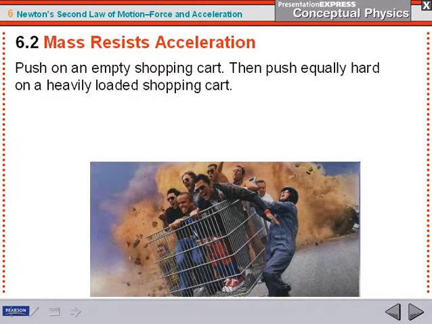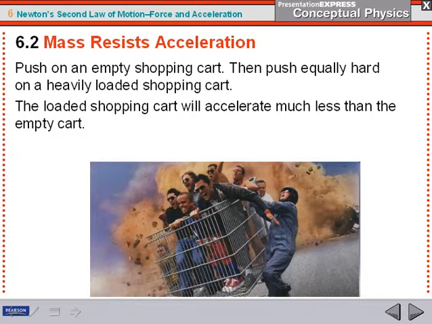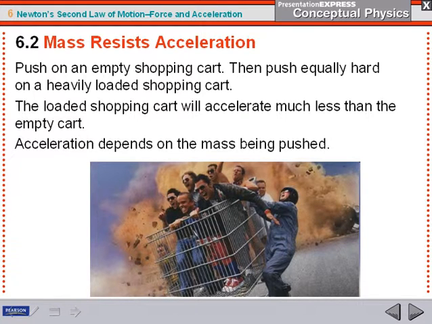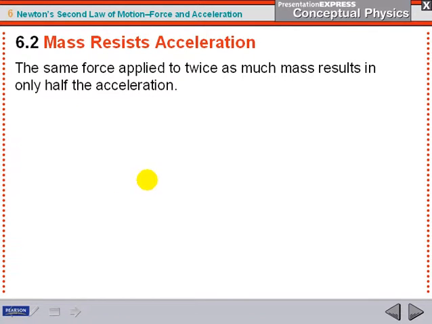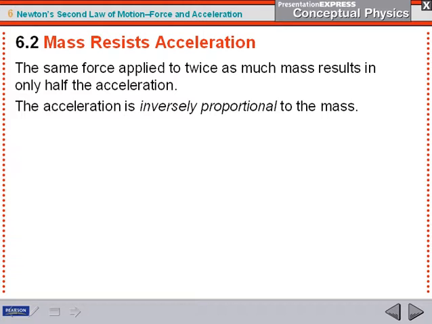If we push on an empty shopping cart, you're not going to have any problems pushing at all. Push on a heavy one, and it's not going to accelerate as much if you push on it equally hard, meaning with the same amount of force. So the acceleration depends on the mass that you're pushing. If you apply the same force to twice as much mass, it's going to result in only half the acceleration. Or you could say that if you apply twice as much force to the same mass, it's going to be twice as much acceleration.